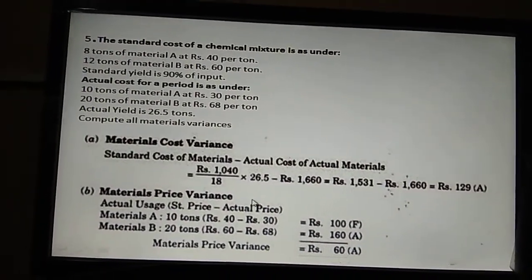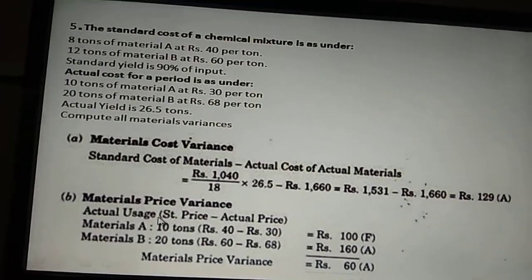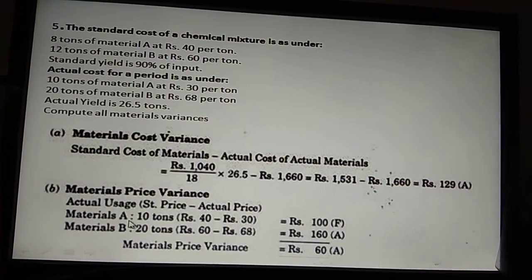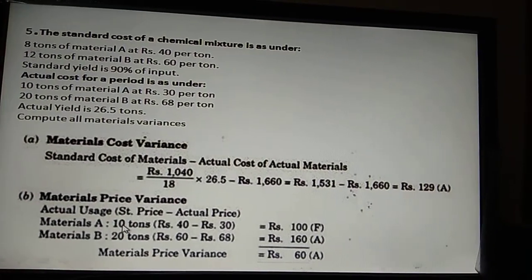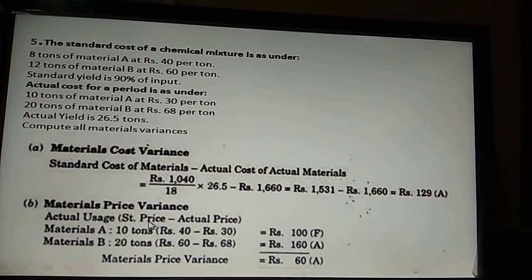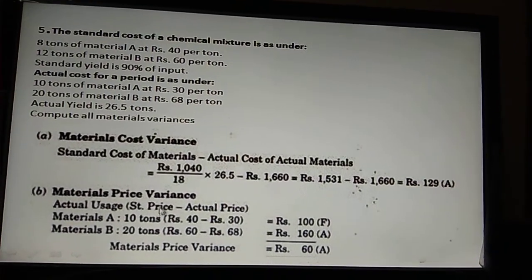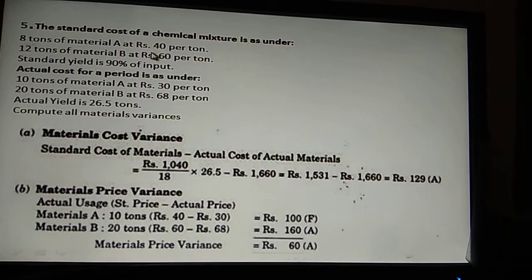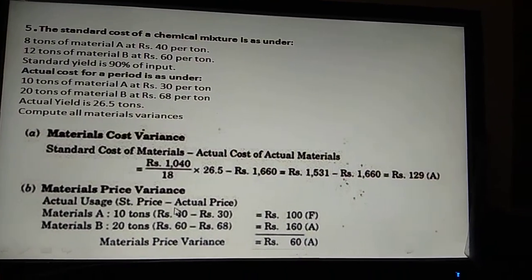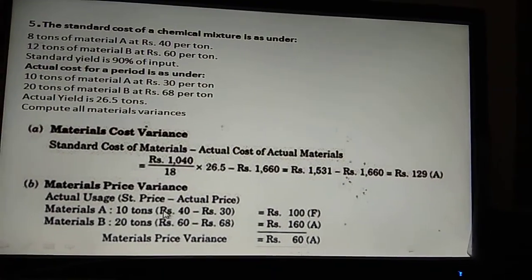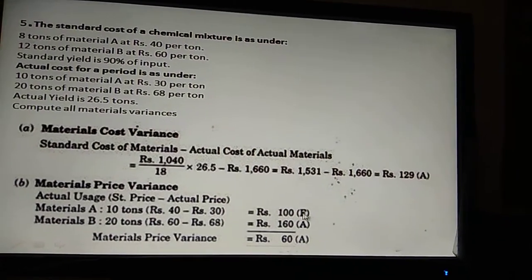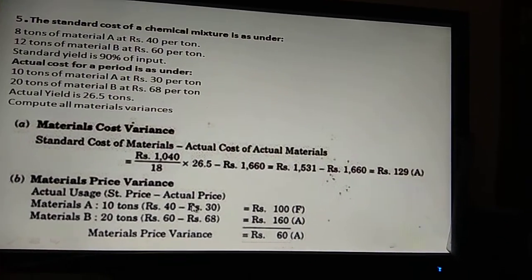Then material price variance is actual usage into the difference between the standard price and the actual price. Material A: the actual usage is 10 tons, and the standard price given is 40, and the actual price given is 30. So the actual price is 10 rupees less than the standard. So 10 tons into 10 is 100, favorable, because the actual price is less than the standard.